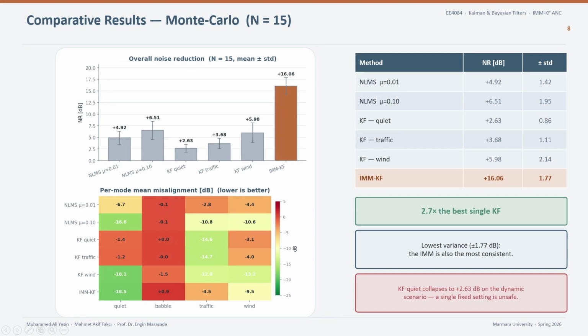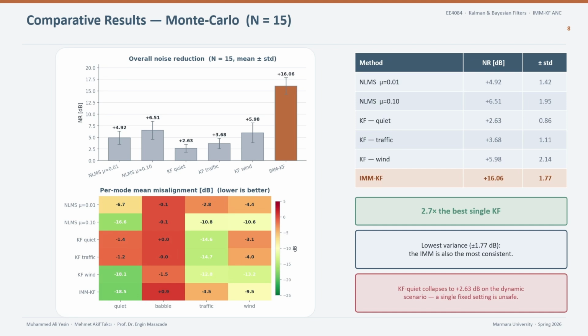Here are the headline results. The top left chart is overall noise reduction over the 15 runs. Look at the baselines first. The NLMS filters get about 5 and 6.5 decibels. The single Kalman filters, even the best one, KF Wind, top out around 6 decibels. And notice KF Quiet collapses to just 2.6 on this dynamic scenario. A filter tuned for one environment is genuinely unsafe when the world changes.